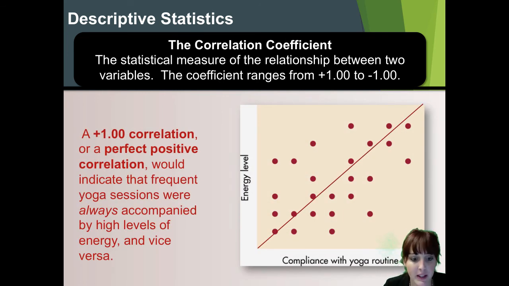So in this example, this is a positive correlation. As energy level increases, compliance with yoga routine also increases, and vice versa. As energy level decreases, compliance with yoga routine decreases. But how strong of a relationship do these two have with one another? Well, as we can see here, they have a +1 correlation, a perfect positive correlation. So that would indicate that yoga sessions are always accompanied with high energy, and vice versa.